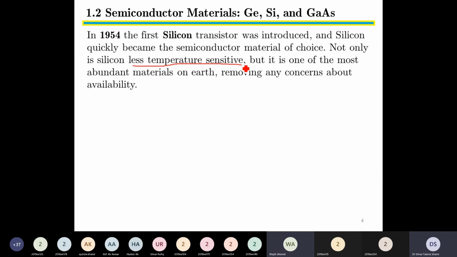Therefore, it means that we need a smaller heat sink. A smaller heat sink means that we can now reduce the volume of the entire electronic component. So a simple change in material gave us much better performance in terms of space, and in terms of speed also. And then silicon is available in abundant quantity.